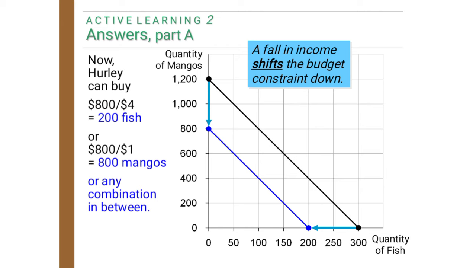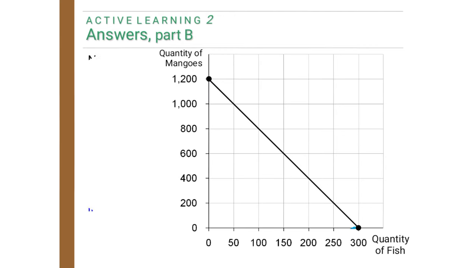The opposite of this is when there's an increase in income. A decrease in income causes the budget line to shift to the left or inward. An increase causes it to shift rightward or outward. So you can note it down.